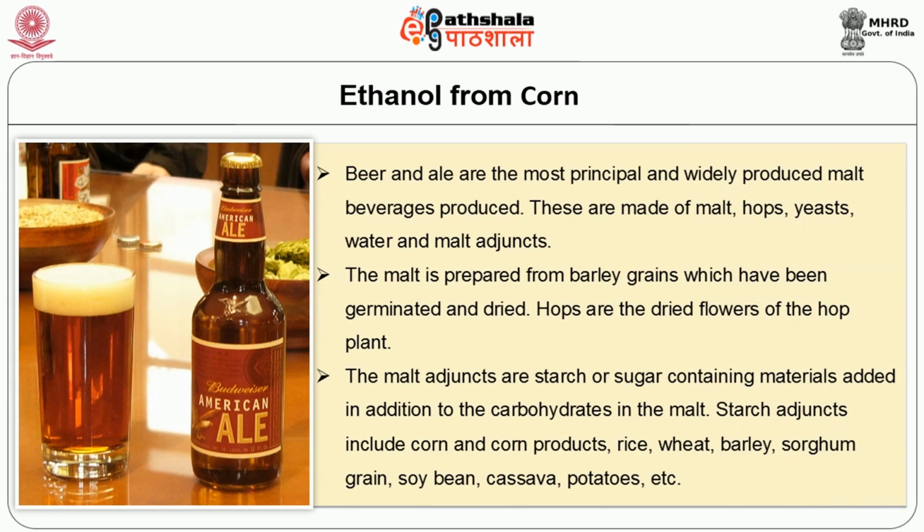Beer and ale are the principal and most widely produced malt beverages. These are made of malt, hops, yeast, water and malt adjuncts. The malt is prepared from barley grains which have been germinated and dried. Hops are the dried flowers of the hop plant. The malt adjuncts are starch or sugar containing materials added in addition to the carbohydrate in the malt. Starch adjuncts include corn and corn products, rice, wheat, barley, sorghum grain, soybean, cassava, potatoes, etc.